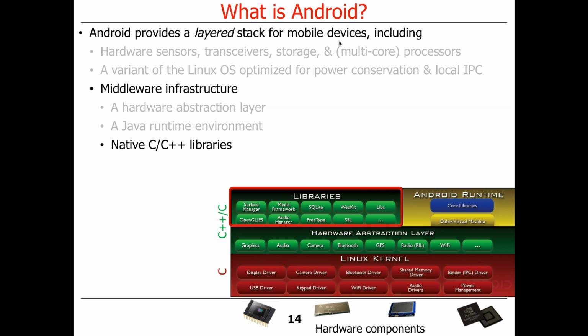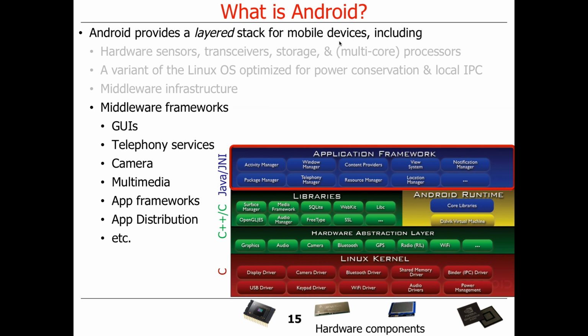You might think to yourself, why do they do that? Why do they have this heavy C and C++ layer in an environment that's programmed largely in Java? And we'll talk more about that. Then there's also a whole pile of middleware frameworks, which are things that nestle on top of the infrastructure. So this is the infrastructure middleware. These are the application framework layers of the middleware.